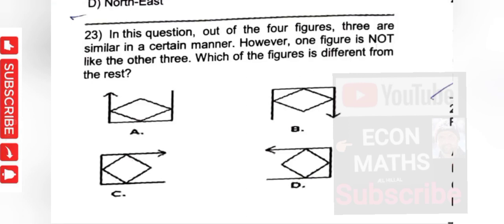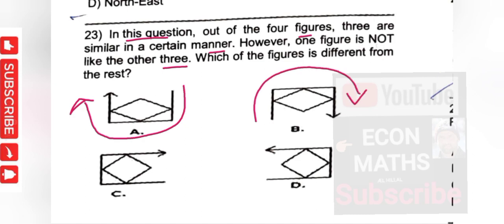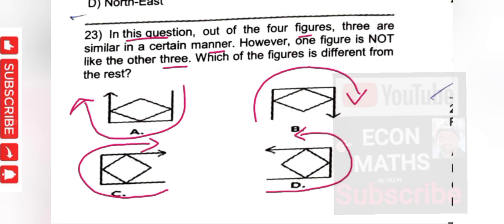Next question is, in this question, out of the 4 figures, 3 are similar in a certain manner. However, one figure is not like the other 3. Which of these figures is different from the rest? So we will see here. In this case, we can see the movement is clockwise. Here also the movement is clockwise. Here also the movement is clockwise, but here the movement is anti-clockwise, so I guess option D is not similar to the rest of the 3.